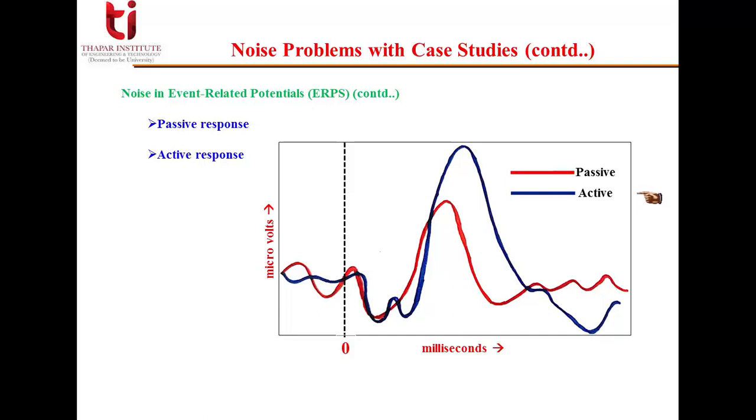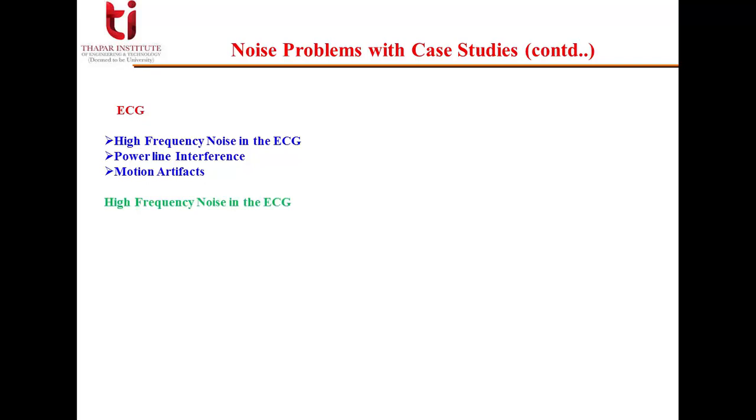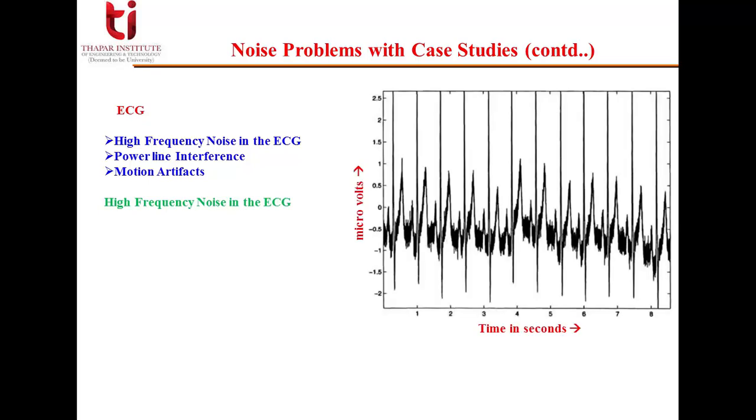Now let's discuss some problems related to ECG signals. In ECG, the sources of noise can be high frequency noise, power line interference or motion artifacts. High frequency noise: the ECG signal generally has the nature of a low frequency signal. These high frequency noises could be due to the instrumentation amplifier.